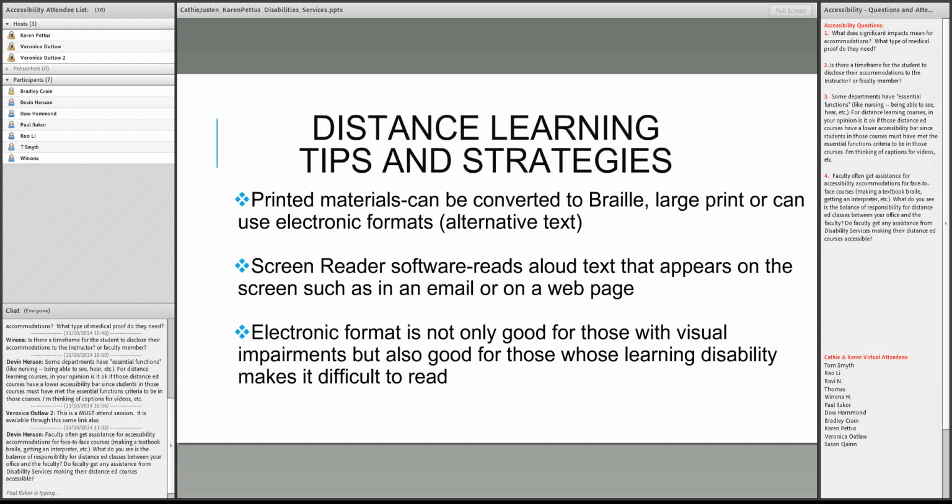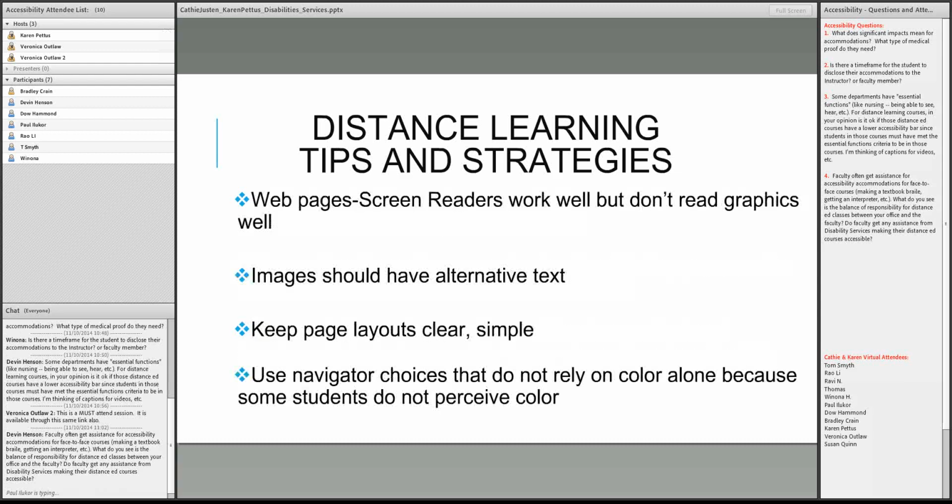We've talked about reading graphics and pictures. If you have pictures, a lot of times you'll put behind there where it will say picture 1 or picture 2. But we use pictures to tell a story. So if your picture is telling a story, then you need to make sure that the alternative text behind the picture tells that story as well.